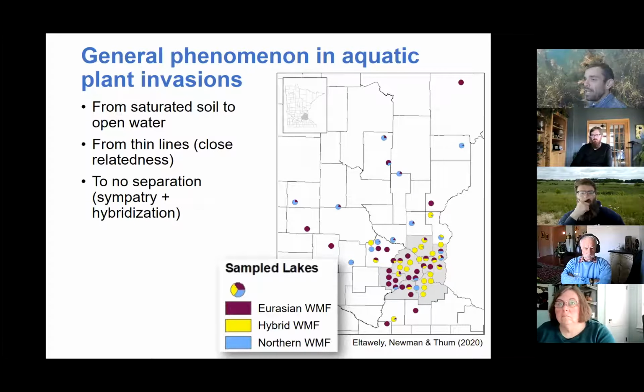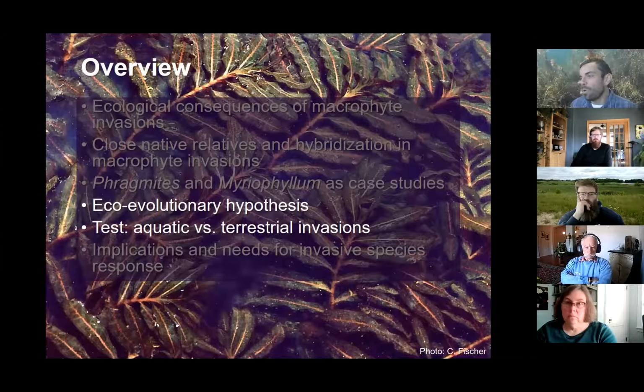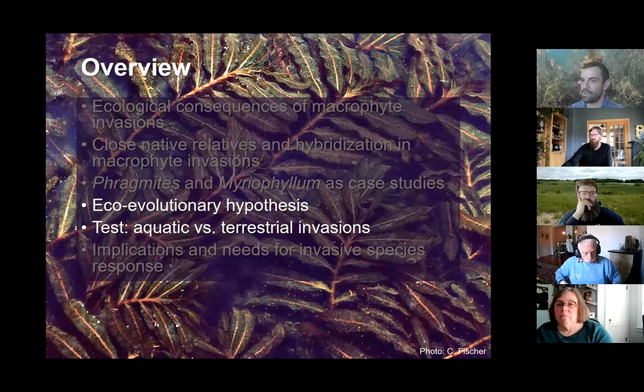And then beyond these thin lines, you can have a breakdown where there is genetic exchange, where you have sympatry and you have hybridization, as work by Jasmine Eldaweli and Ray Newman and Ryan Thum has shown, with this concentration of lakes having these different water milfoils, and even within lake, having the hybrid and parent species co-occur. Okay, so why might this be happening? And is it the case, as I'm contending, that it's happening more broadly across aquatic plants?